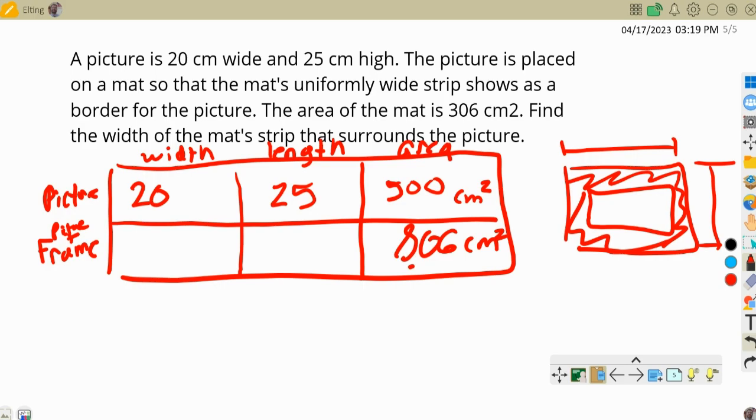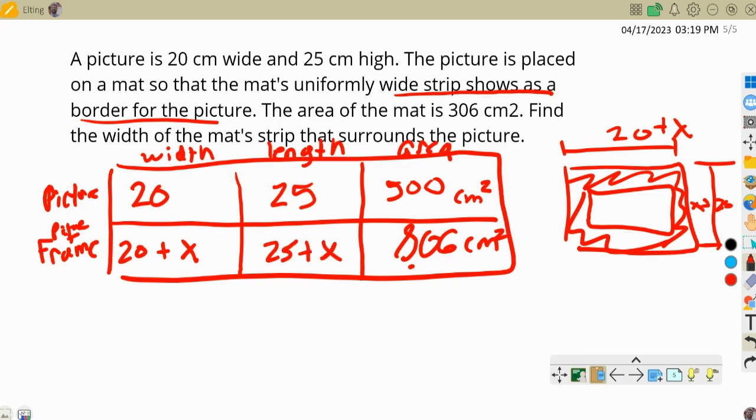picture is placed on the mat, so the mat's uniformly wide strip shows as a border. Uniformly. Uniform means the same. So all this means is like the width and the length, which originally were 20 and 25, these have both been increased by the same amount. So I'm going to use some number x to represent that. So I'm going to say 20 plus x and 25 plus x. And somehow, whatever those numbers are, those have given me 806.